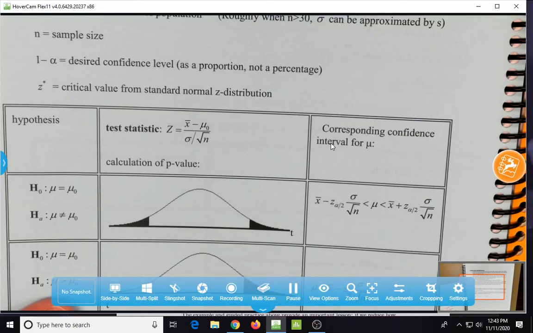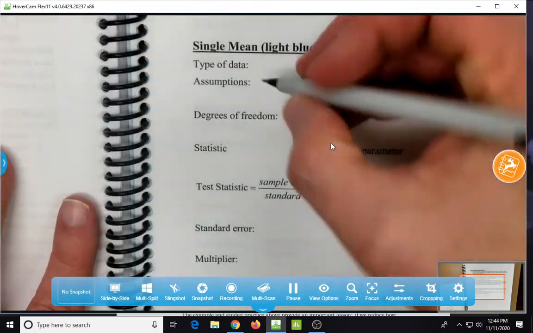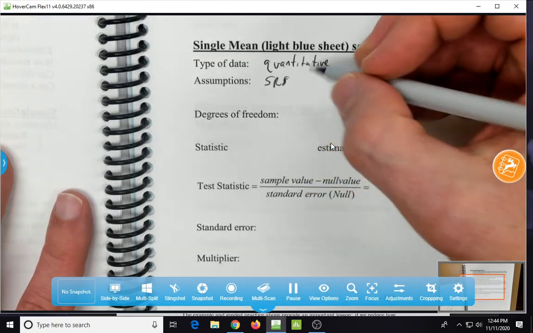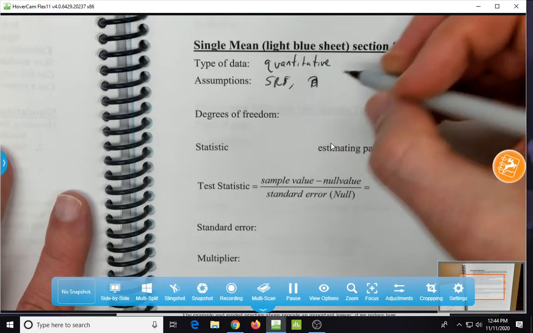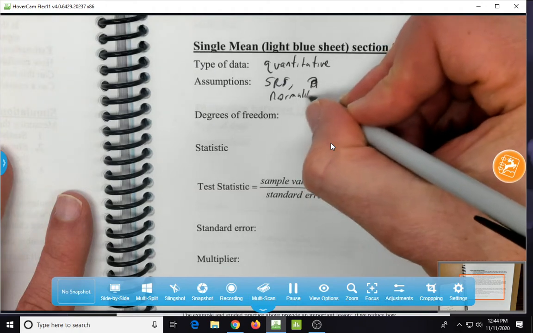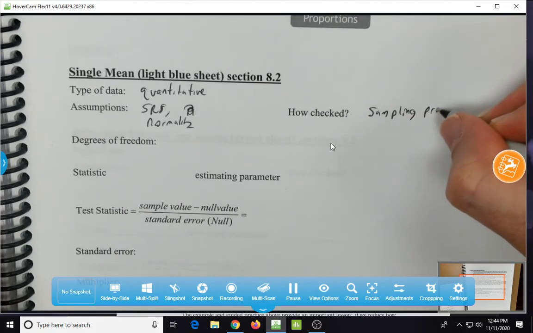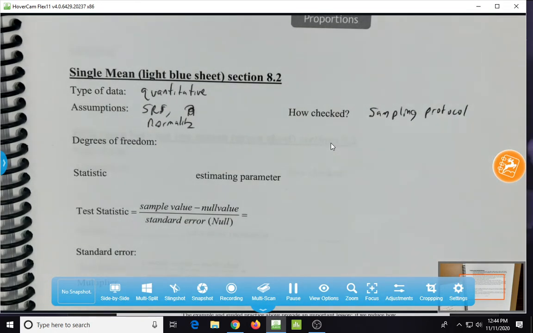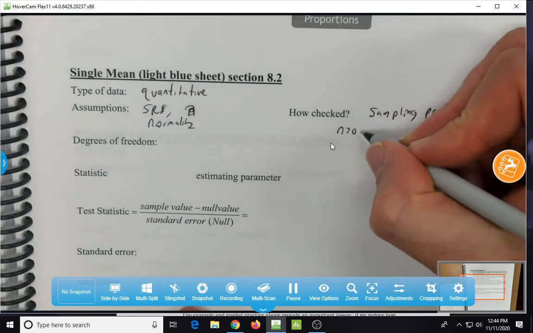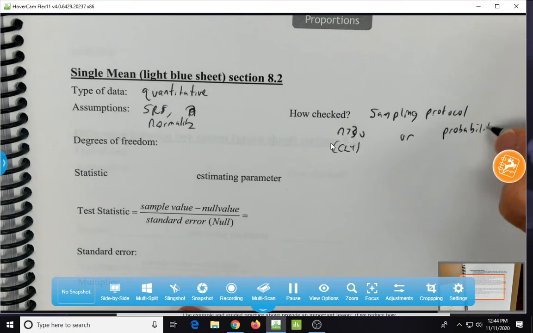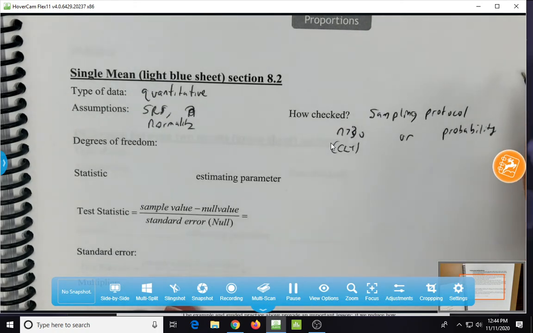So on the B side, you could take a look at this part right here. The type of data is quantitative. A big assumption is a simple random sample, an SRS, or IID, and that we have normality. How do we check? Well, we check it through sampling protocol. And how do we check whether it's normal or not? This is from the central limit theorem, or a probability plot. And we're not saying that it's coming from a normal distribution. We're saying it's coming from an approximately normal distribution. So you look to see if the data all lines up on a straight line.